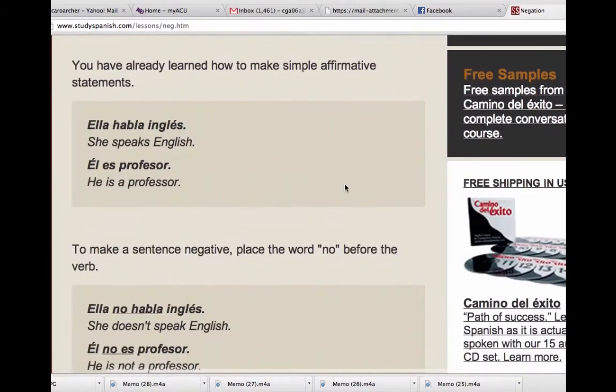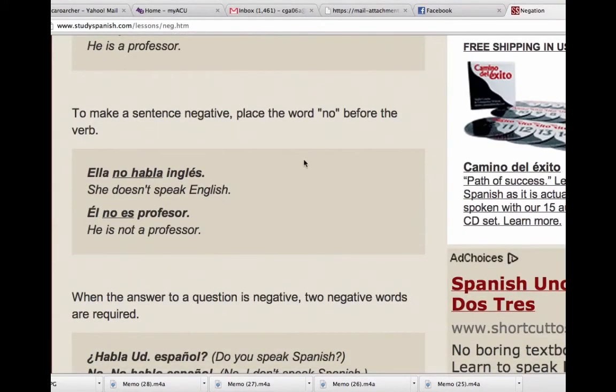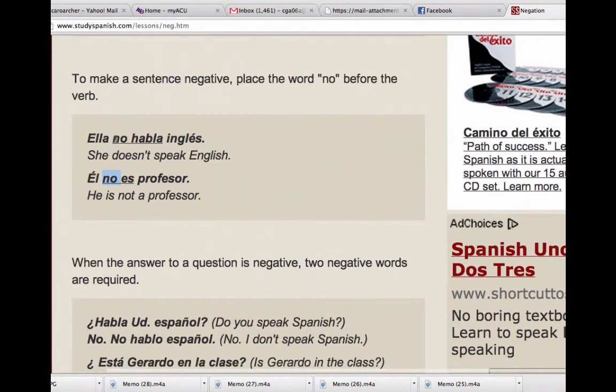You start with affirmative statements. Ella habla inglés, that's affirmative. Él es profesor. And to make a sentence negative, you simply put the word no before the verb, always. Always before the verb, okay? There is no such thing as putting the word no after a verb in Spanish. It's always before. So, ella no habla inglés, él no es profesor, okay?